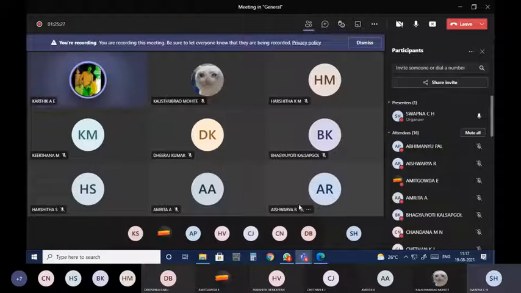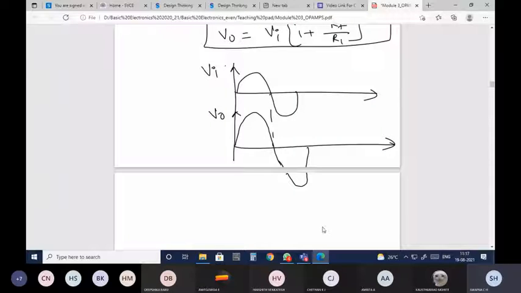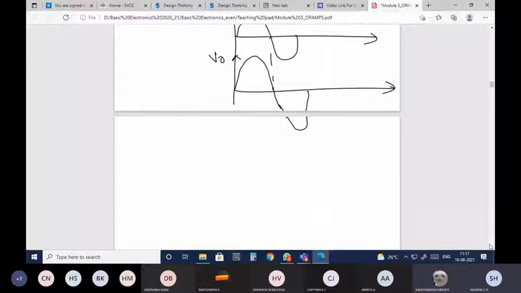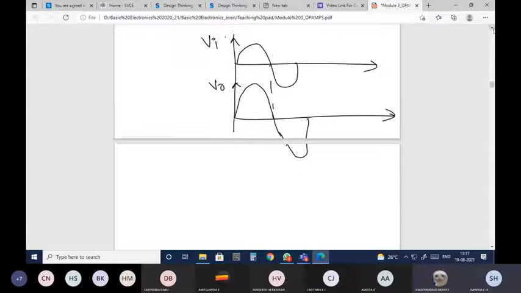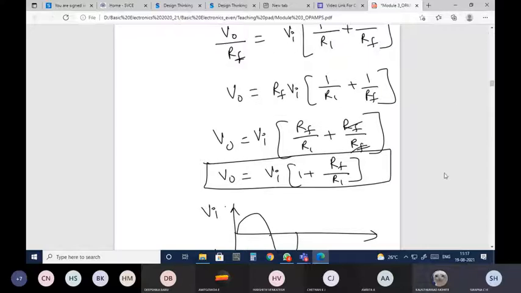Yes, ma'am. Ma'am, I have a doubt. Tell me. Isn't the gain of an op-amp infinity, ma'am? That is the ideal case. So Vout should be infinite, no, ma'am? The waveform, like.